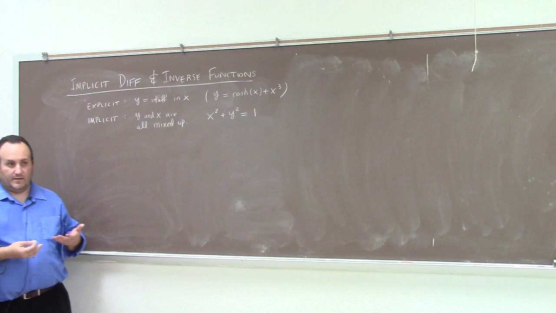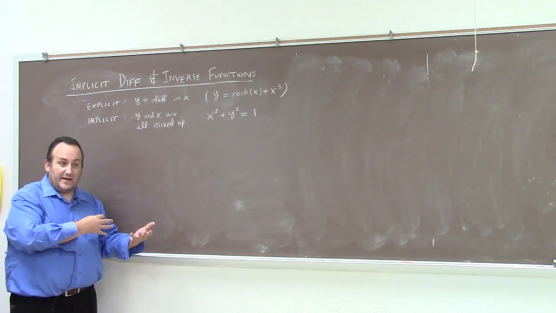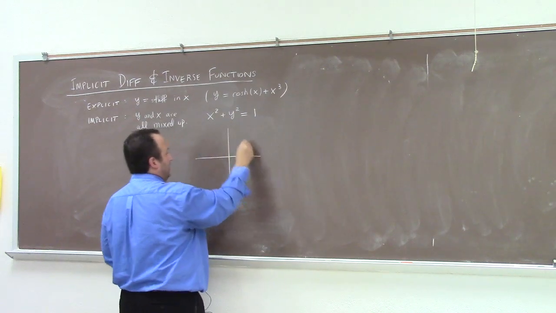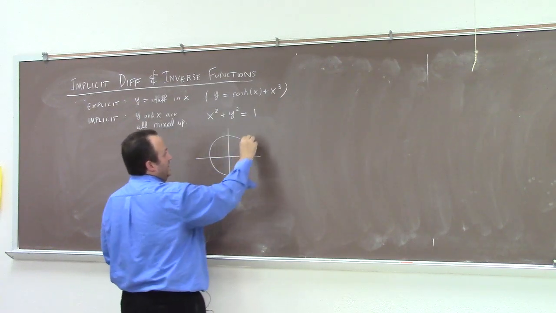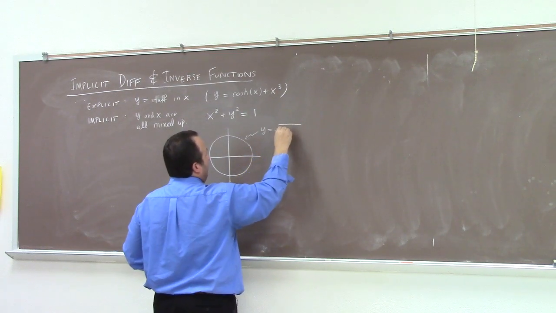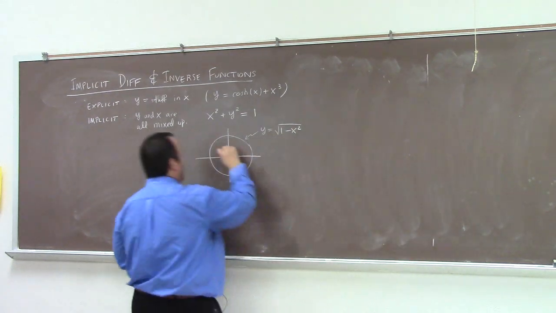Now, sometimes when you have an implicit function, you can solve and make it explicit. Like this one here, you've got upstairs y equals the square root of 1 minus x squared. That is, in fact, this part of the circle.